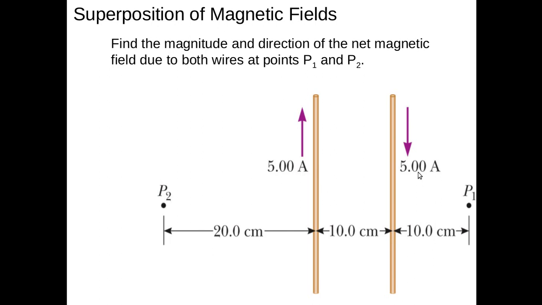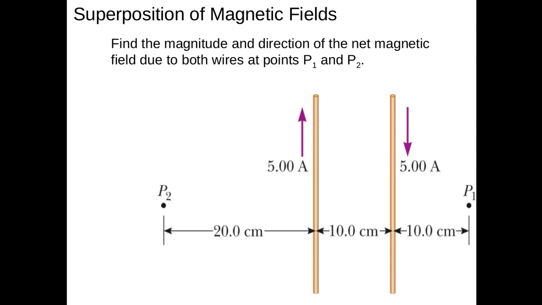We do the right hand rule for the wire on the right. We see that the magnetic field due to this wire was coming out of the page here at P1, but it was looping clockwise around the wire, right? My fingers were looping clockwise around this wire. So on this side of the wire, the magnetic field is going into the page. So now the magnetic field due to the left wire is positive, and the magnetic field due to this wire is negative.